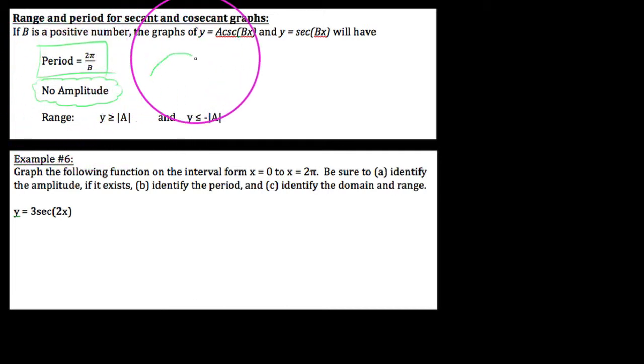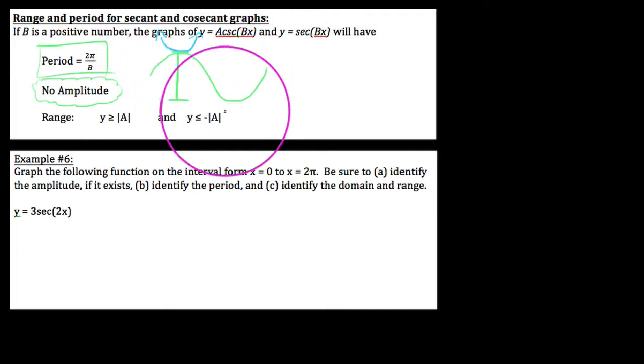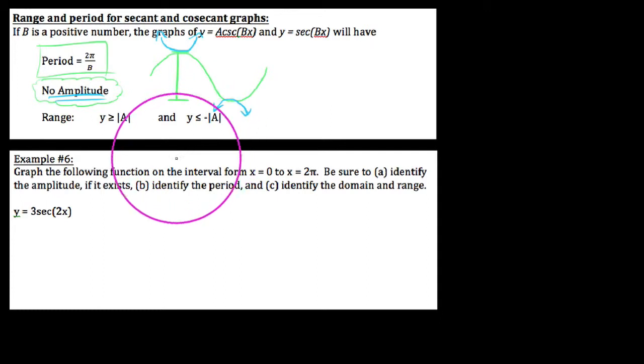Recall that when it comes to amplitude, it's really just half of the distance between the max and the min. And so when we're graphing reciprocal functions, they tend to look like this. They come down and touch the curve like this. They never stop going up or down. So since they don't have a max or a min, they have no amplitude. That's very important. And then last but not least, the range is all y values greater than the absolute value of a and all y values less than the negative of the absolute value of our a value up front here.